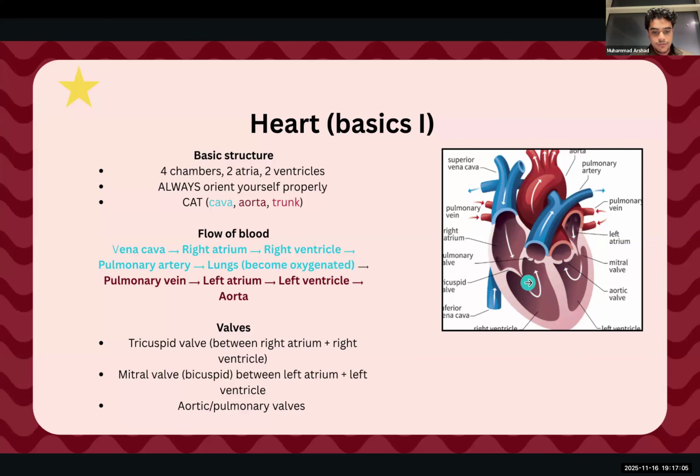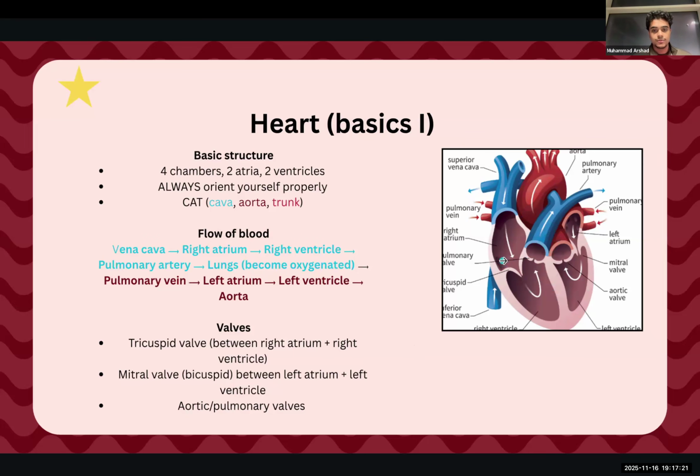So you have the tricuspid valve, which is between the right atrium and the right ventricle, and you have the mitral or bicuspid valve, which is between the left atrium and left ventricle. And you also have the aortic and pulmonary valves, which are between the left ventricle and the aorta and the right ventricle and the pulmonary trunk.